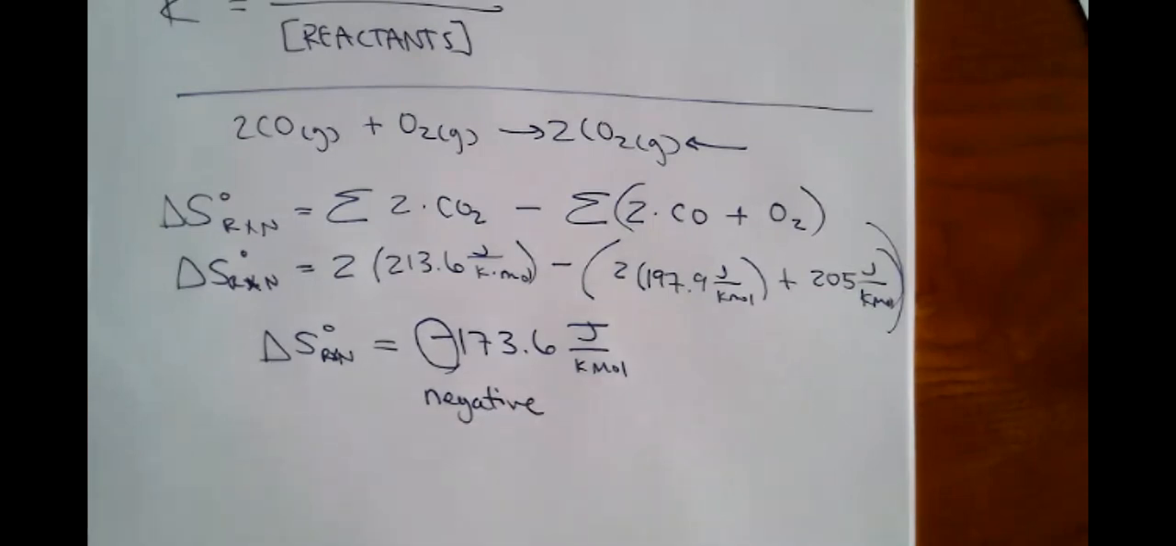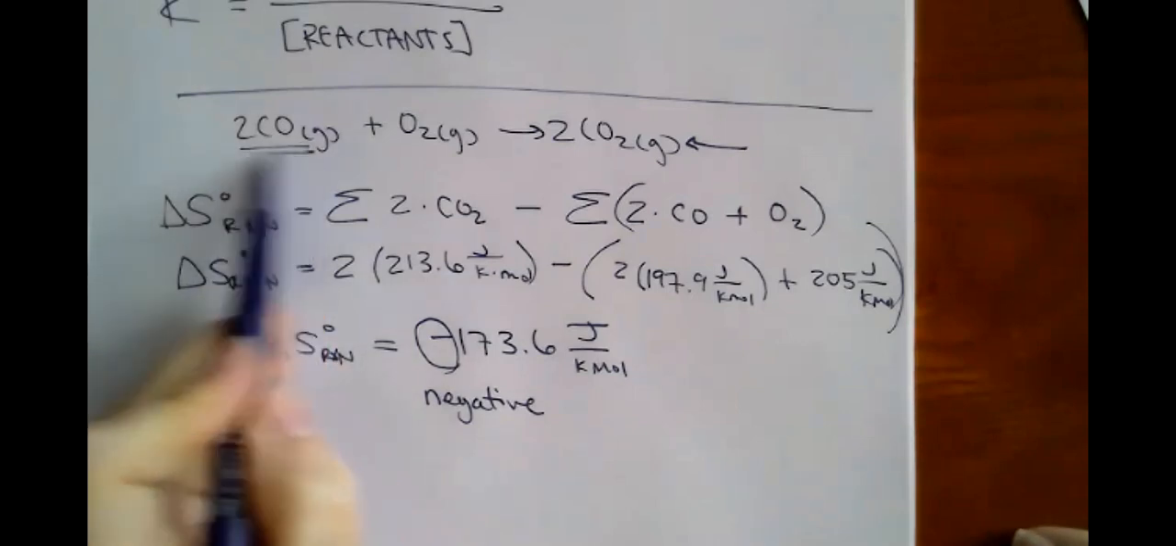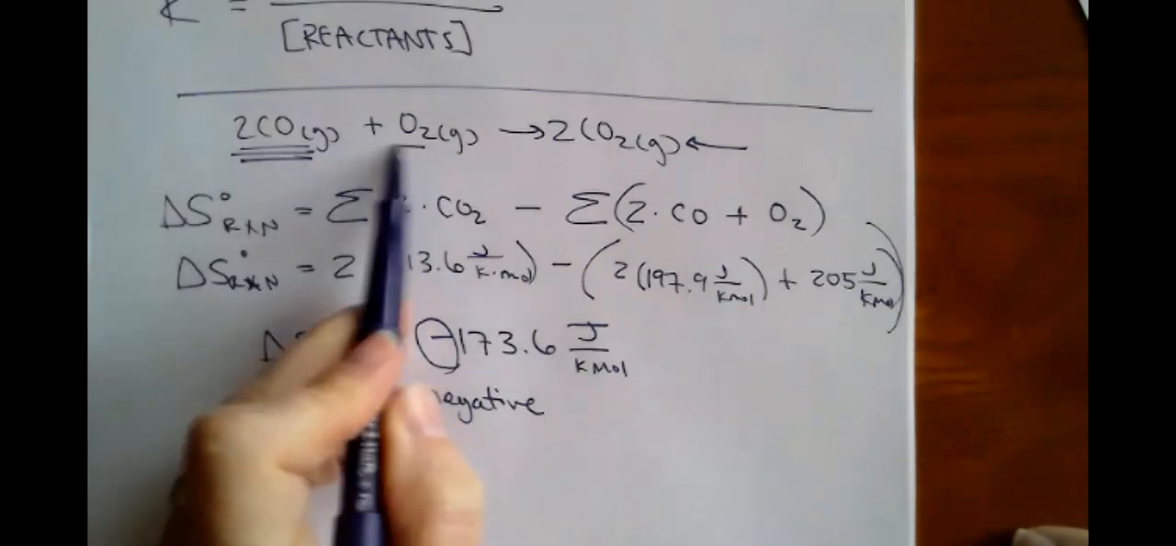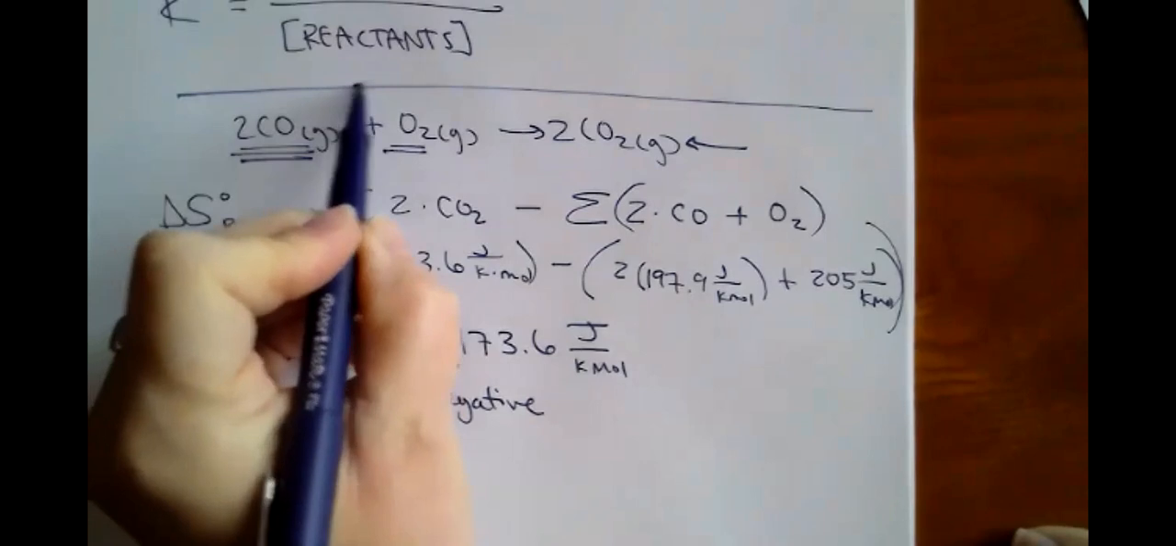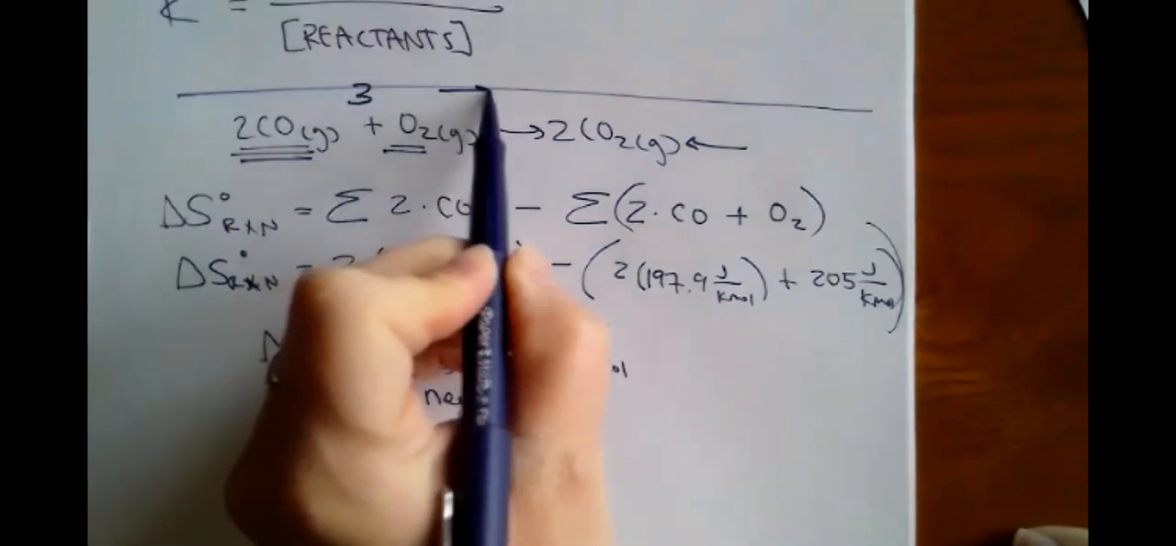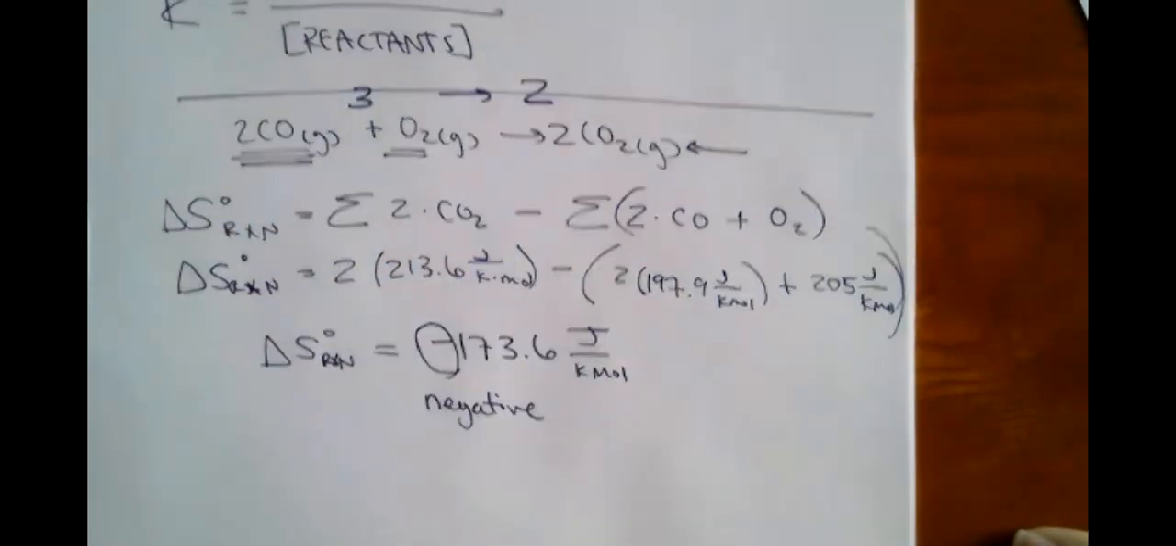So that negative is an important thing to point out for your entropy of the reaction. That means the system became more ordered as the reaction took place. So hopefully that's kind of intuitive. You went from 2 moles of gas plus 1 mole of gas, so from 3 moles of gas to 2 moles of gas.